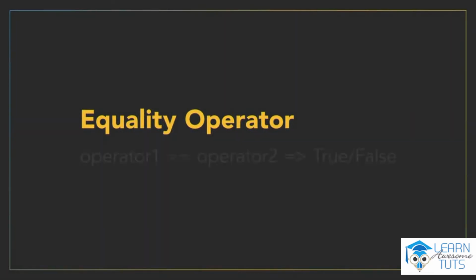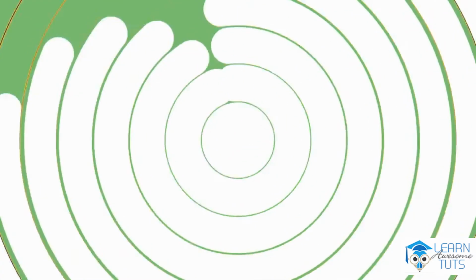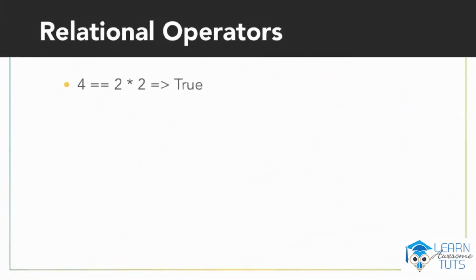The first relational operator we'll look at is the equality operator. It's represented by a double equal sign, and is used to evaluate the equality of the operands. As an example, 4 double equals 2 times 2 would be true. The left side of the operator equals the right side of the operator.